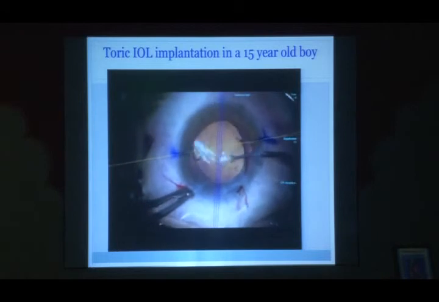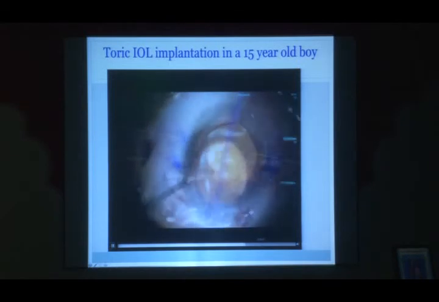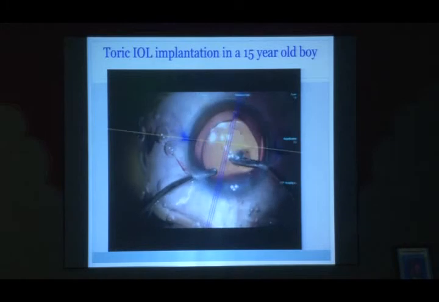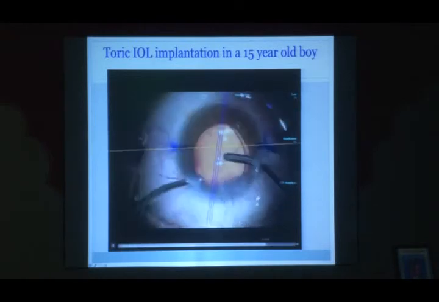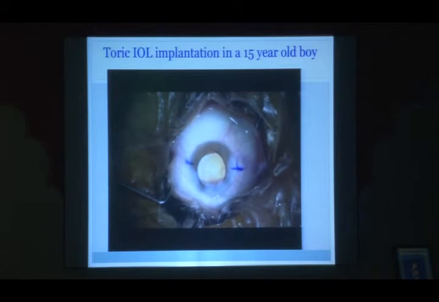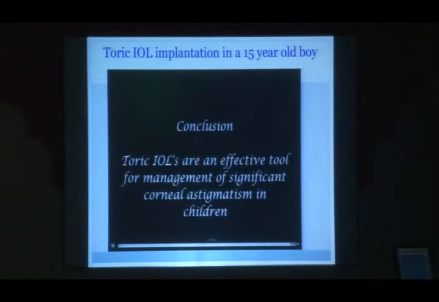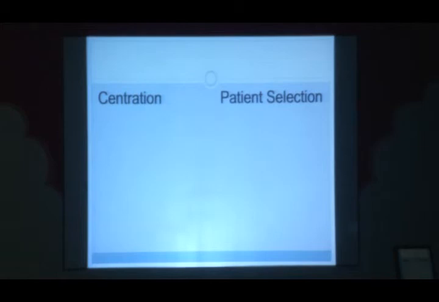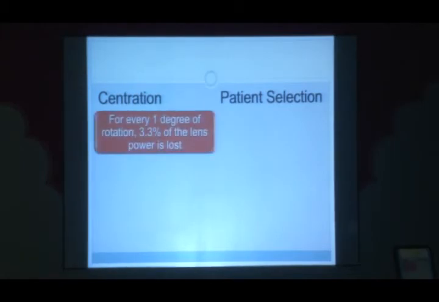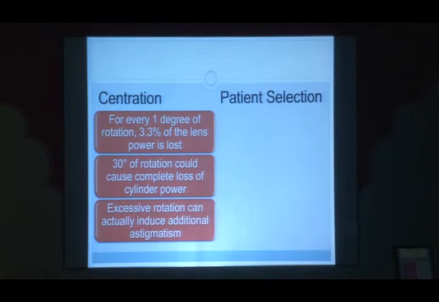IOL is implanted in the capsular bag. And this is the final picture after IOL implantation. So what is important is centration. For 1 degree of rotation it may be 3.3 degree loss of the lens power, whereas for 30 degrees it may be total loss of cylindrical power. Excessive rotation can also induce astigmatism.